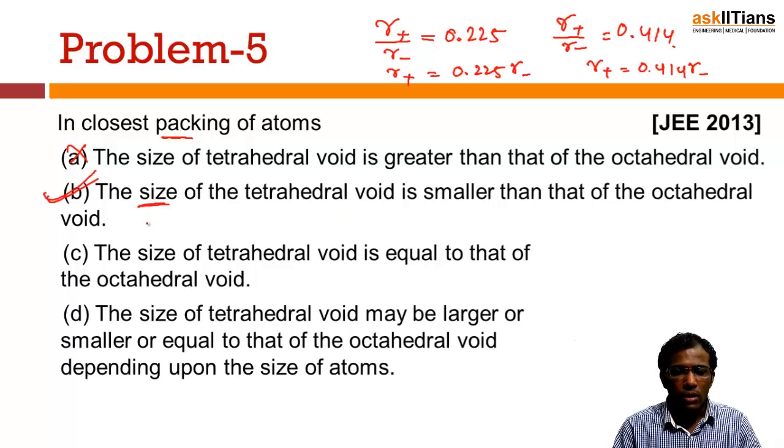So this is problem number 5. The tetrahedral void and octahedral void sizes are not equal. So even D is also false. Okay. So these are five questions.